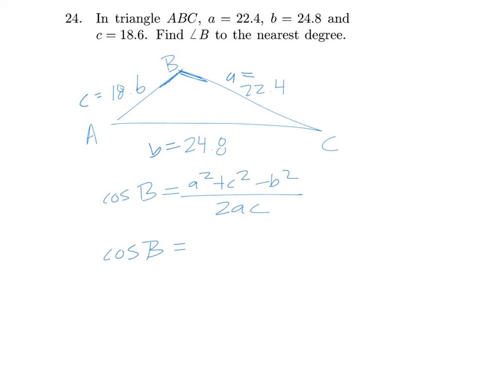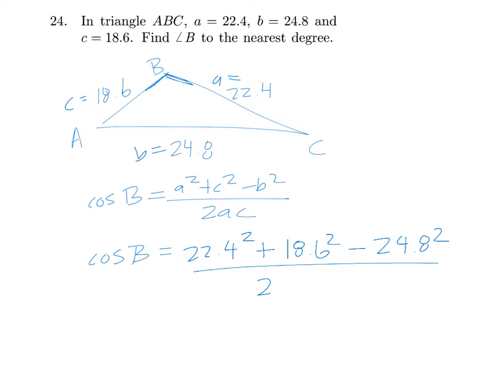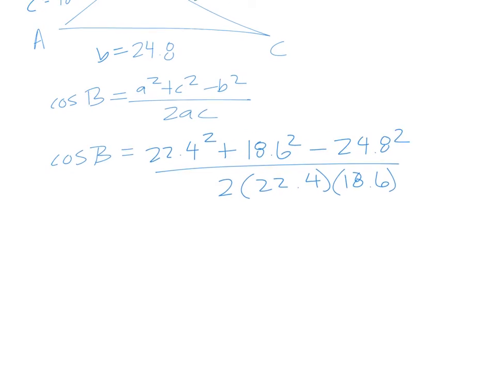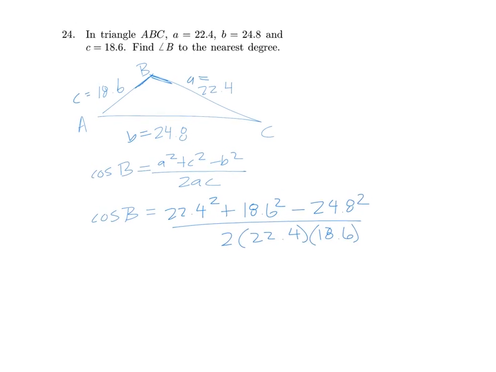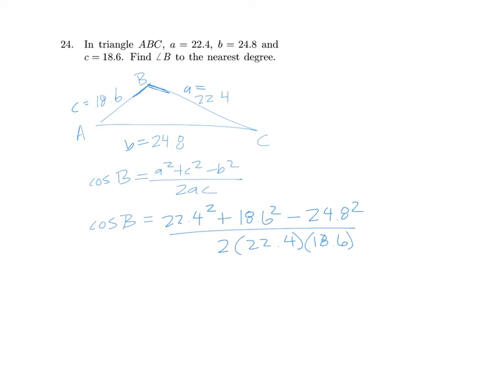Okay, so we have A, which is 22.4 squared, C, which is 18.6 squared, then we have minus B, which is 24.8 squared, all over 2A, which is 22.4, C, which is 18.6. Alrighty. Trying to find B to the nearest degree. Okay.